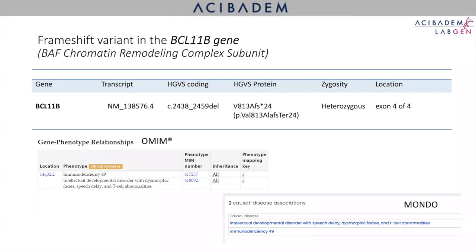And we detected a frameshift variant in the BCL11B gene, which is a subunit of the BAF chromatin remodeling complex. It is originally associated with two autosomal dominant phenotypes in OMIM and Mondo databases, which are immunodeficiency 49 and intellectual developmental disorder with speech delay, dysmorphic faces, and T-cell abnormalities. Both of these disorders are very early onset disorders, and they appear to be fully penetrant conditions.